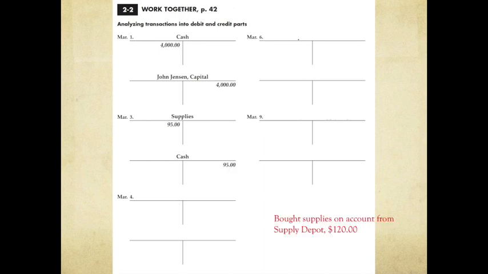The third one is bought supplies on account from Supply Depot. Two accounts affected, supplies and our accounts payable, Supply Depot. So we will list those two. Supplies is an asset, accounts payable is a liability. Supplies, since you bought some more, it's going up. Therefore, we will debit supplies. Our accounts payable has a normal credit balance because it's a liability. The amount that we owe Supply Depot is going up, so therefore we will credit that account.